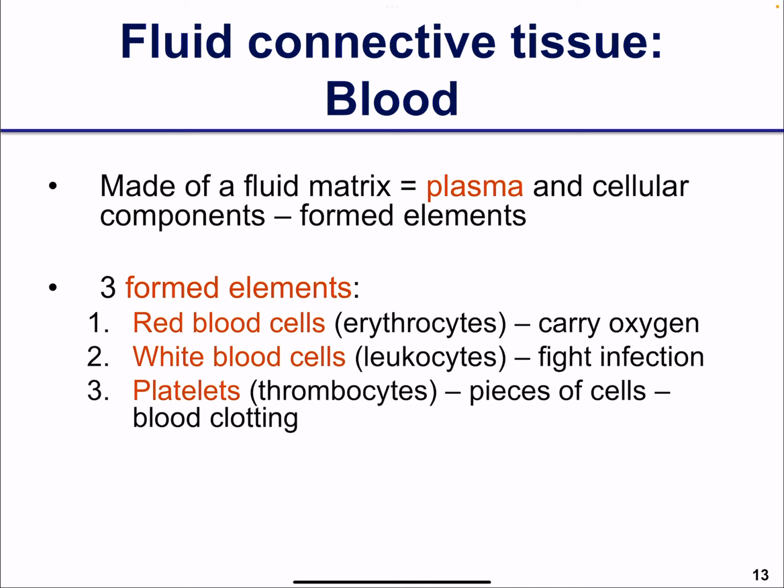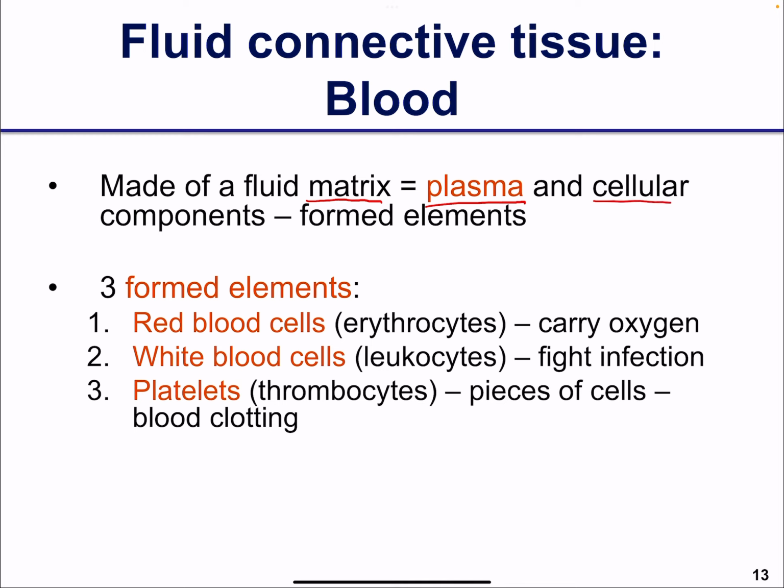The next connective tissue we are going to address is the fluid connective tissue. Remember, we have the blood as fluid connective tissue, but we also have the lymph. The first one we're going to look at is the blood. The blood is a type of fluid connective tissue. That fluid connective tissue has a matrix that is called plasma. The plasma is the non-cellular part of the blood. Now, obviously, if you have the plasma, you're going to have a cellular component of the blood.